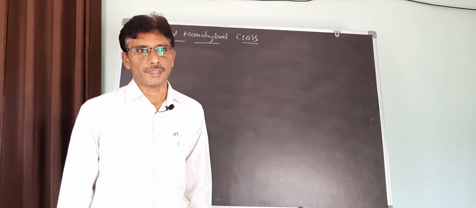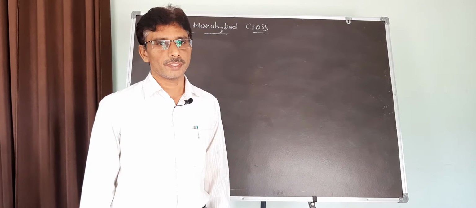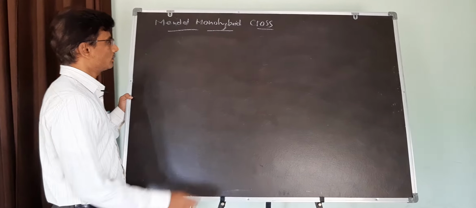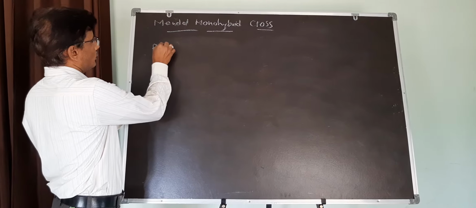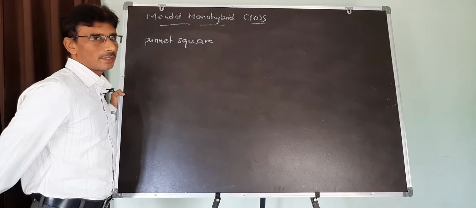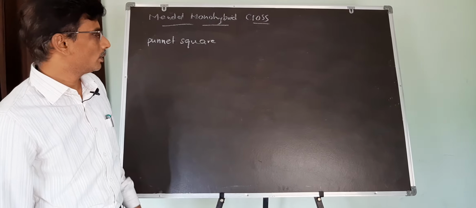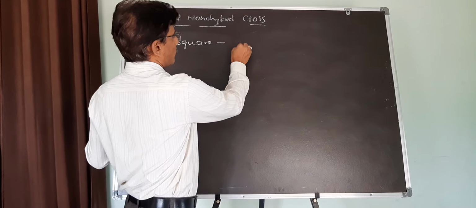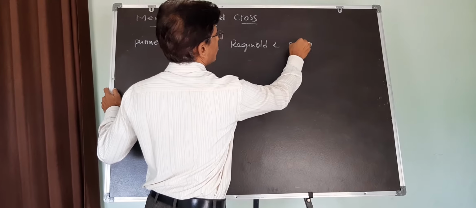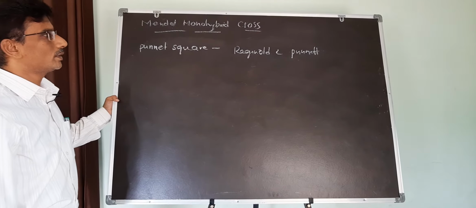Okay, let us understand the Mendel monohybrid cross with the Punnett square method. Already we discussed the Mendel monohybrid cross. So, what is the Punnett square method? It is nothing but a graphical representation explained by Reginald C. Punnett, who was a British geneticist.